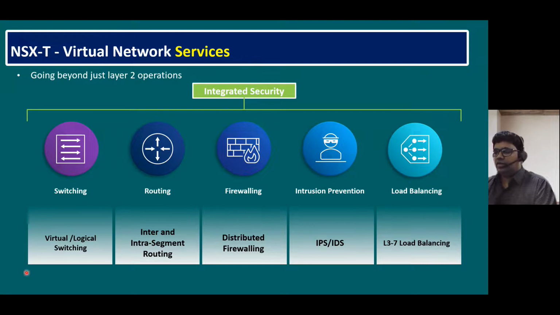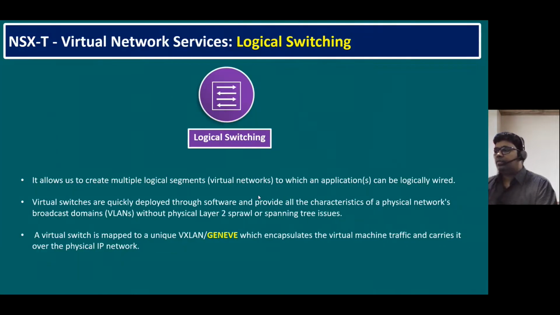Now let's talk about the definition of each component. See, virtual network services, logical switching. Within logical switching, the main function is that it allows us to create multiple logical segments. A logical segment is nothing but a virtual network. Like I have one network 10.1.1 and another network 10.1.2. That means both are 2 different logical segments, or we can say logical virtual networks, to which an application can be logically wired. If you want to communicate between two different segments, we also require logical wiring through logical switching.